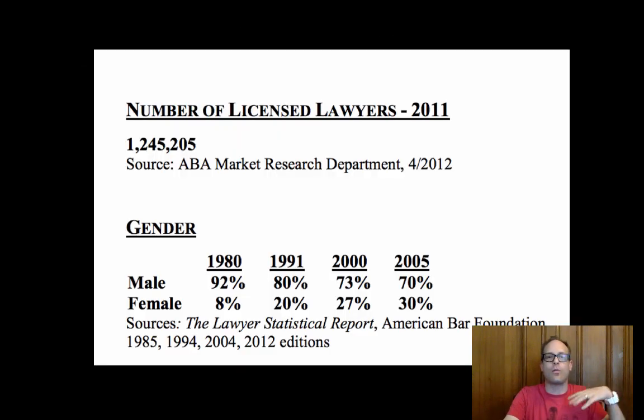So why would this matter? Why would biases matter? Well, let me talk for just a moment about my prior profession as an attorney. In 2011, there were about 1.2 million attorneys in the United States. Now, when you look here, in 1980, 92% of those attorneys were male, and a significant portion of those attorneys were also white. Now, why does this matter?